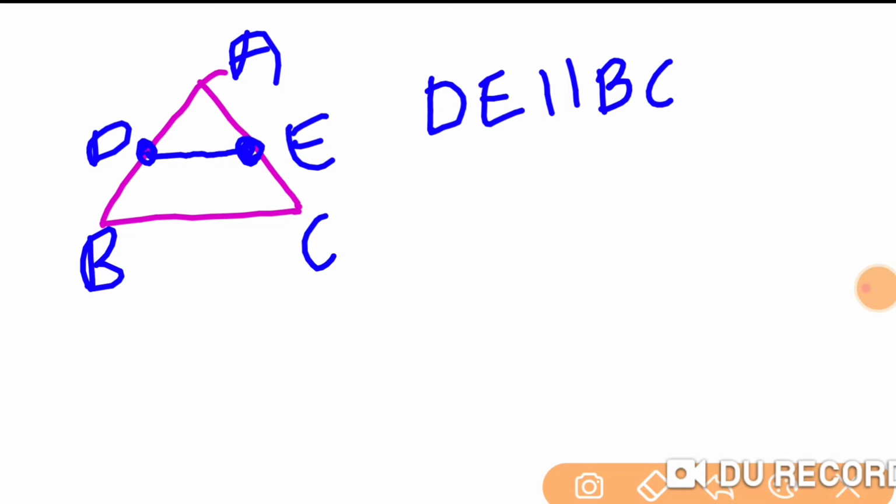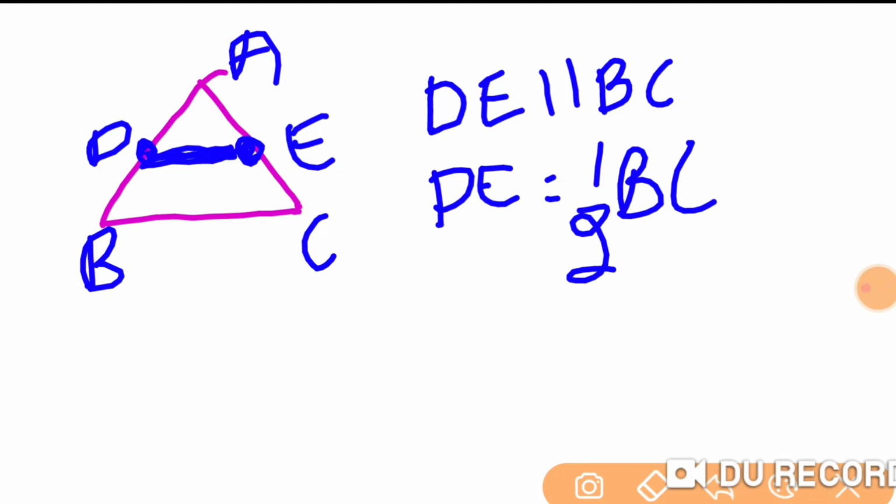It means the newly formed line segment will be parallel to the third side, and DE is also half of BC. This is the statement of the theorem. Repeating once again, if you form a line segment by joining any two midpoints of the sides of a triangle, then that line will be parallel to the base and half of the third side.